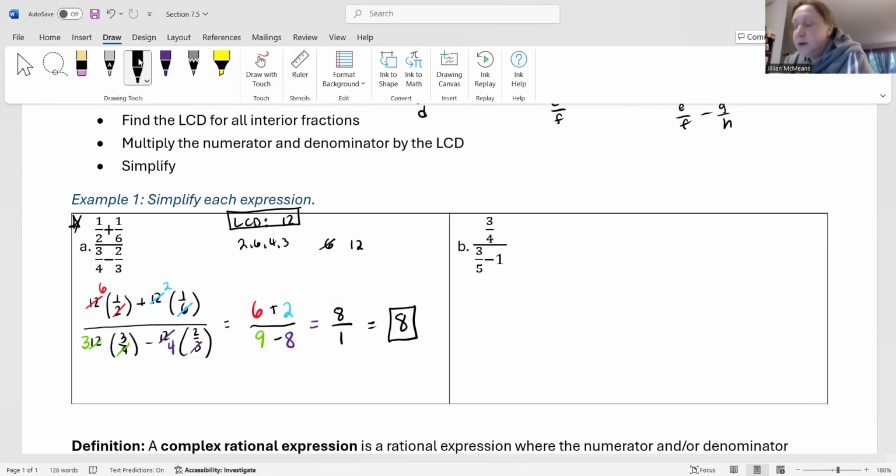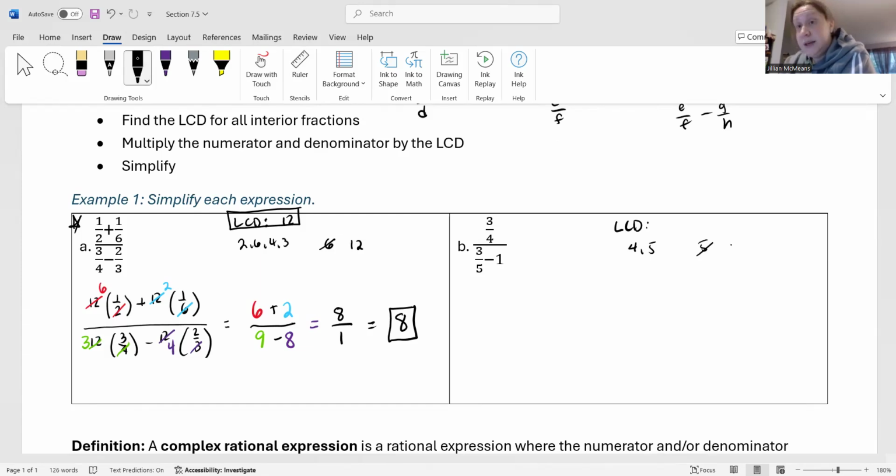Let's look at part B. So part B, we have 3/4 divided by 3/5 minus 1. So we technically only have two denominators that we need to really look at, 4 and 5. So the largest of those denominators is 5. And I always start with the larger of the denominators and just kind of go through a list and see what divides into that and what doesn't. So 5 divides into 5, but 4 doesn't. Okay, so we would need to look at a multiple of 5.